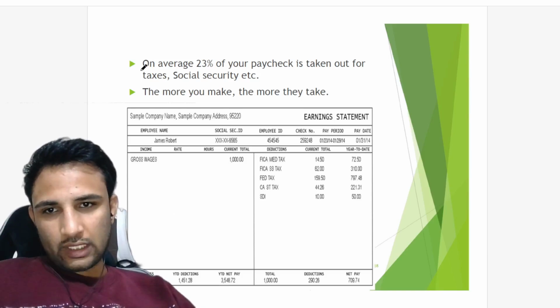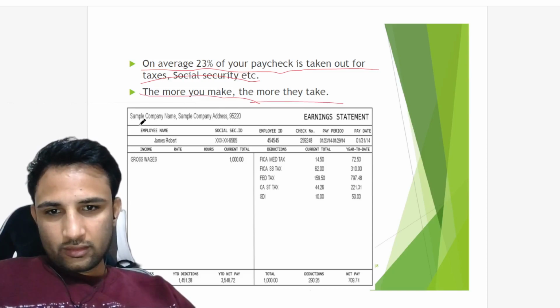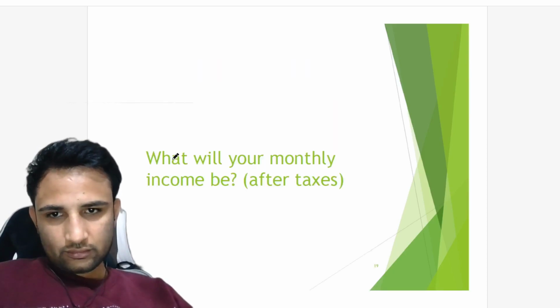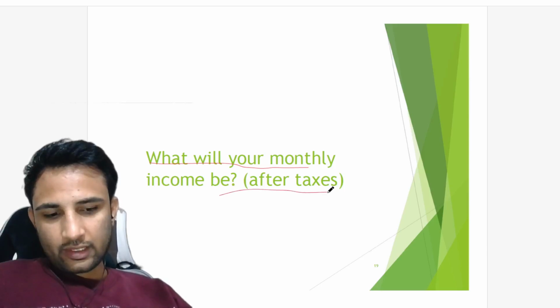Taxes. On average, 23% of your paycheck is taken out for taxes and social security, etc. The more you make, the more they take. So what will be your monthly income after taxes?